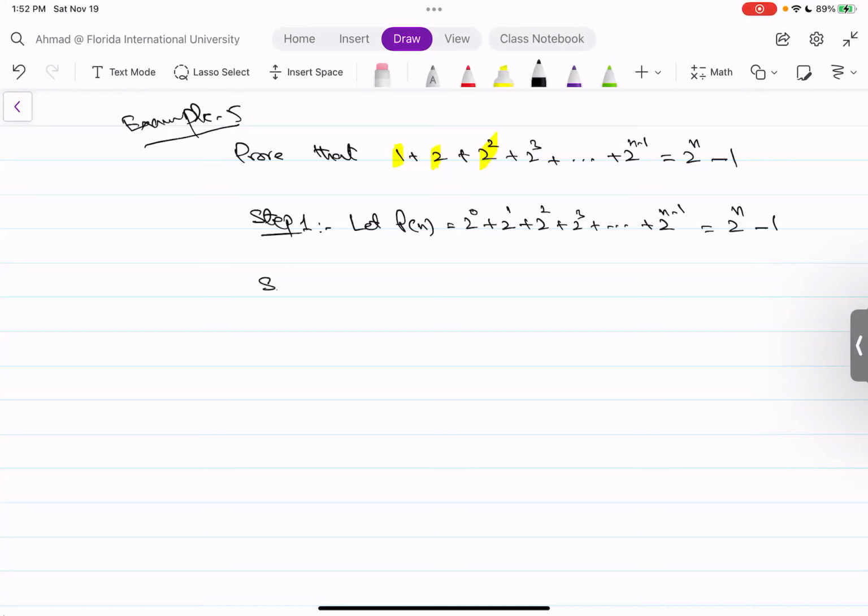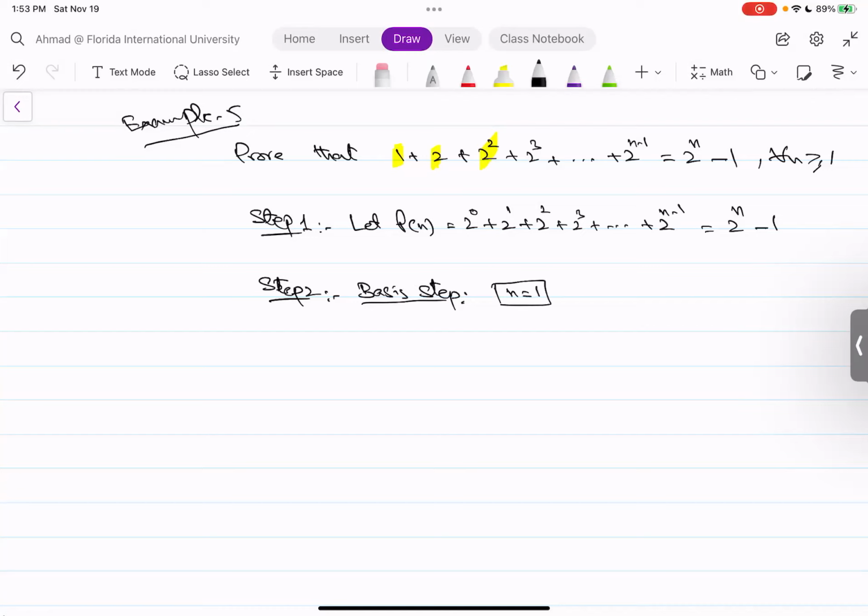Another thing: this is true for all n greater than or equal to 1. Once again, for all the values of n which are greater than or equal to 1, so the minimum value of n happens to be 1. Step number two is the basis step. My basis step is to prove it for the smallest value, so the smallest value here is n is equal to 1. That I have to prove.